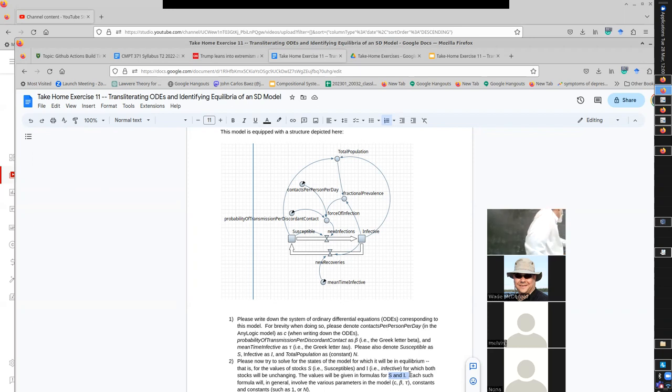So here, the rate of change of S has to be zero, and the rate of change of I has to be zero, right? And if this had more equations associated with it, the rate of change of each of them has to be zero in equilibrium. And we're going to look for the particular values of S and I, the particular values for each of these stocks, for which this is true. Are people okay with that?